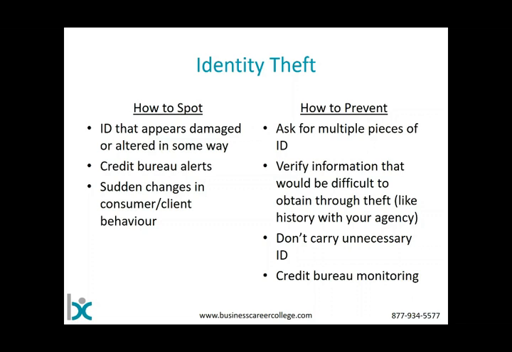So when you are working with your clients, one method of prevention is to ask for multiple pieces of ID and inspect them carefully. So you're looking for ID that's damaged or altered. If you see any of that, it could be an indication that something's wrong. Verify information that it would be hard for an identity thief to obtain. So rather than asking for information that, for example, could be found on stolen ID, like a date of birth, you may want to ask about history with your agency or your organization, transactions that they've done in the past with you, because that's likely not something that the identity thief may have access to.